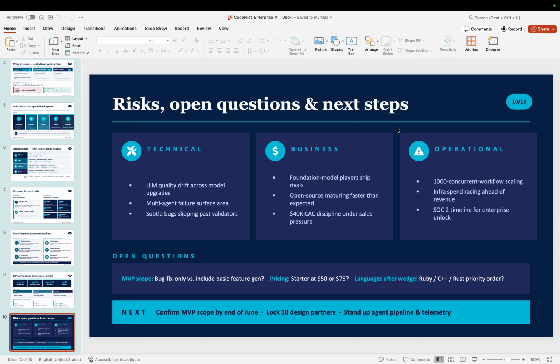So the gap is real. That's why we would like to develop this product. And the momentum is also right. Moving on to the next slide.